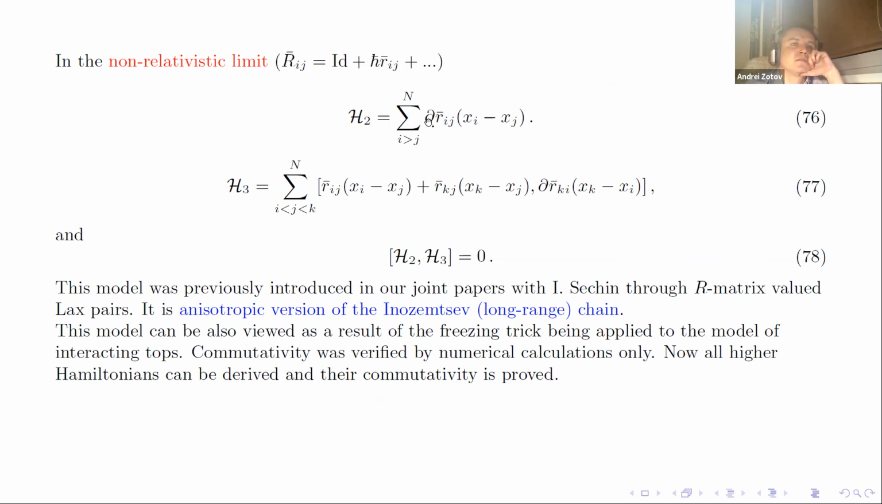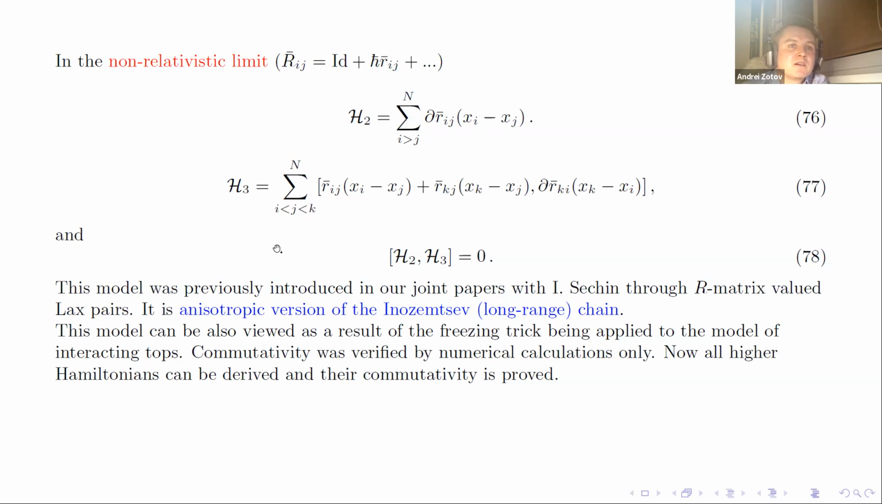So here is the derivative of the classical R matrix, and this is why the models are anisotropic. If we had an isotropic case, then instead of this classical R matrix we should have some permutation operator multiplied by some function. And such a model is also widely known. It is the so-called Inozemtsev elliptic chain. So if you put here the permutation operator multiplied by a function, then this corresponds to the elliptic Inozemtsev chain. And in our case, we have a kind of anisotropic version of the Inozemtsev chain.